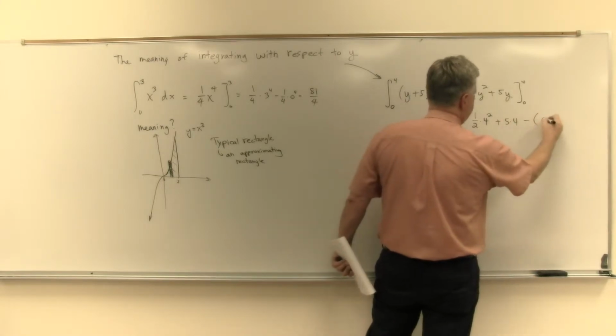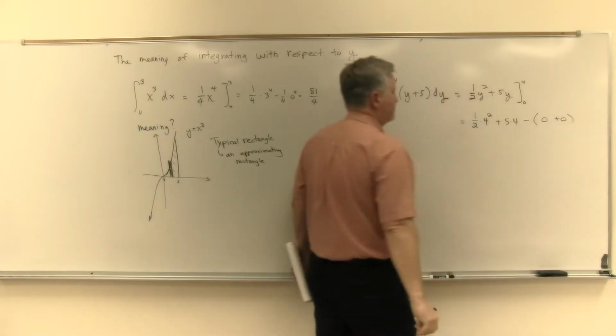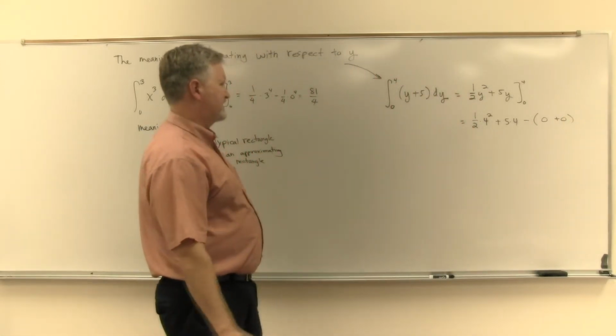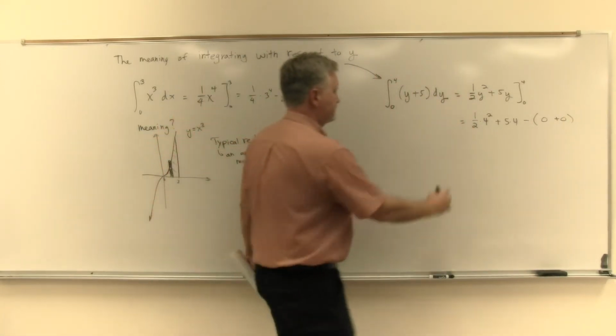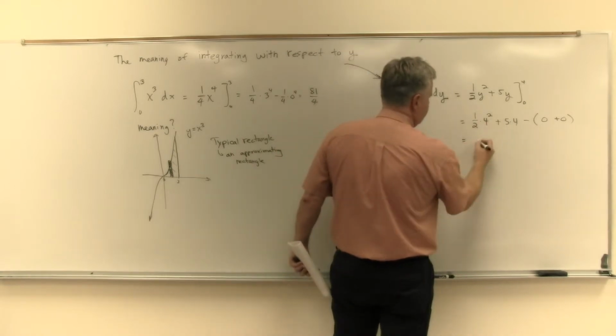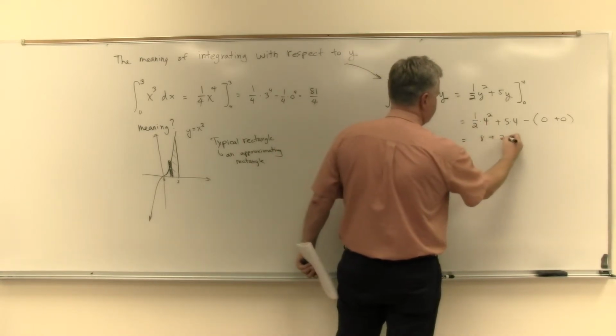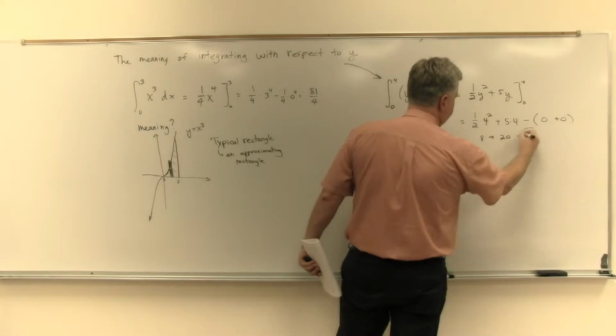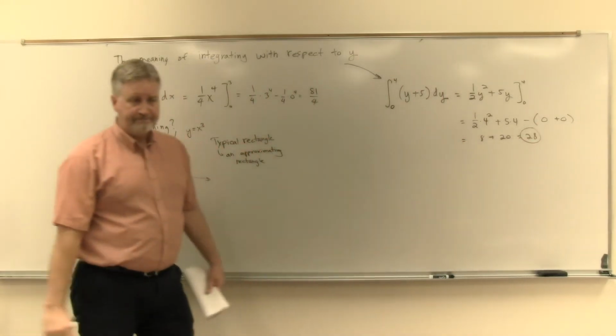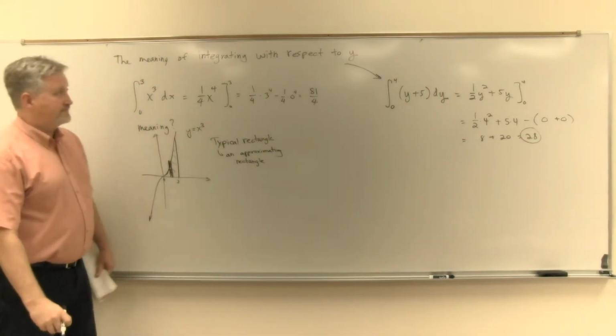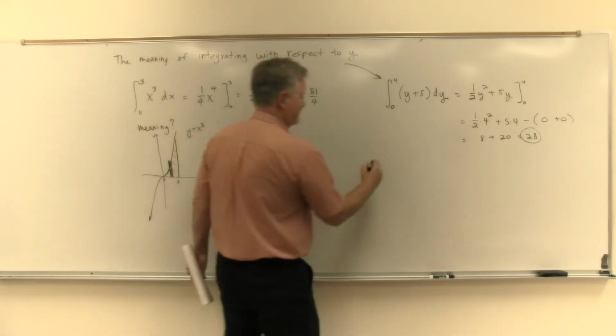And then, of course, plugging in 0, you get 0, so what is that? 28. Half of 16 would be 8, plus the 20, so you have 28. Is that right? Anybody believe that? Okay, now, the meaning of that.